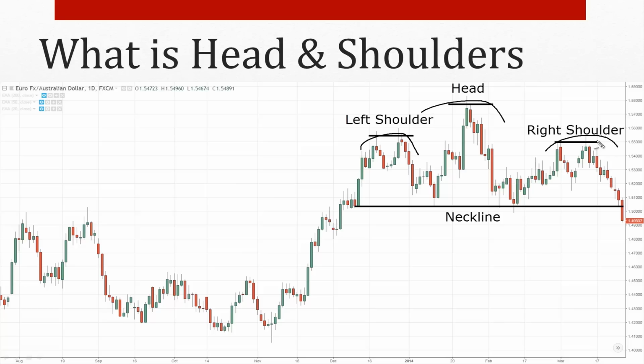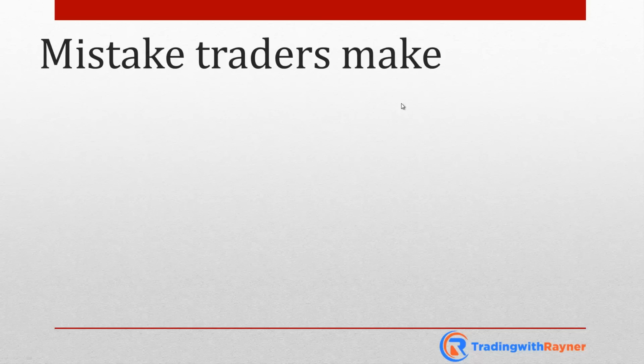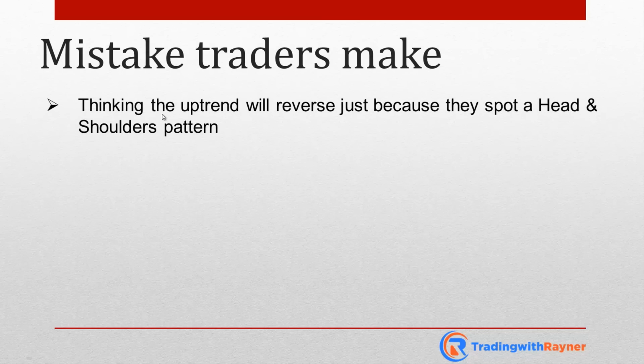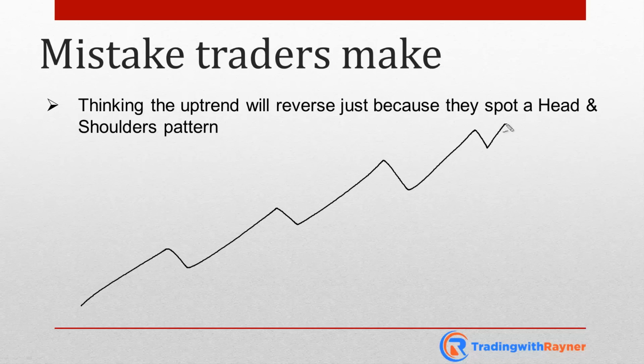So now that you have a good understanding of what it looks like, I want to share with you the biggest mistake that traders make when trading this pattern, and it's none other than this: they think an uptrend will reverse just because they spot a head and shoulders pattern. So let me illustrate. Let's say you have a trend that's going up higher and higher, and then just because you spot a head and shoulders pattern over here, you think that the trend will reverse. Obviously, price cannot go back in time, so this is a little bit of an error on my part, but the point I'm trying to make is that just because you see a head and shoulders chart pattern, it does not mean that the trend will reverse. All right, there are 2 things that you have to take into consideration.